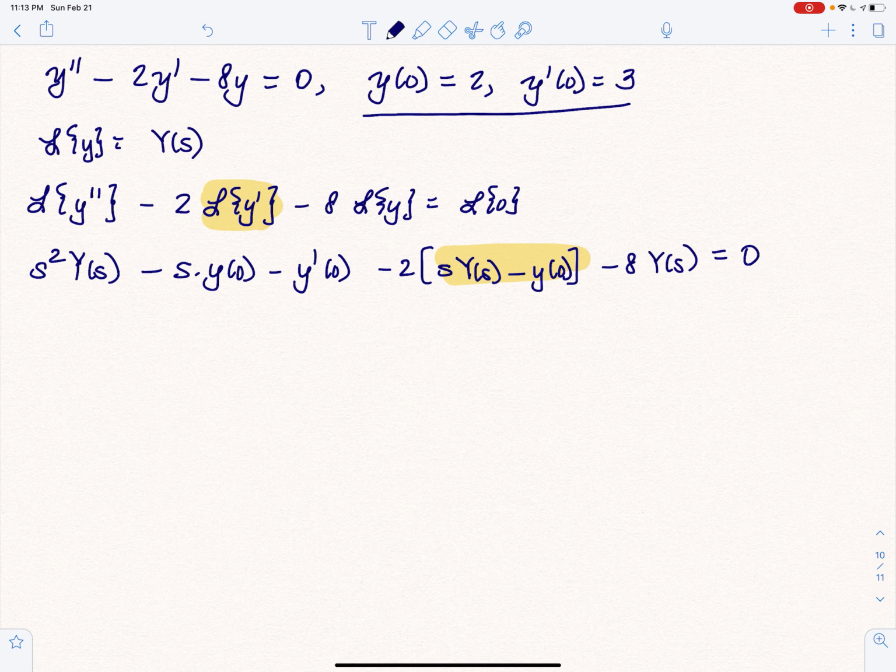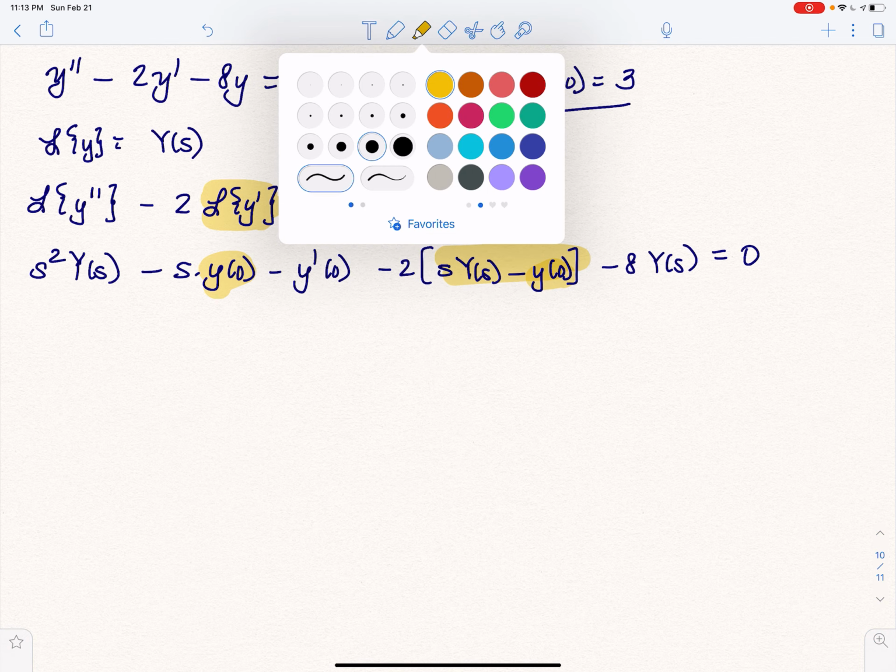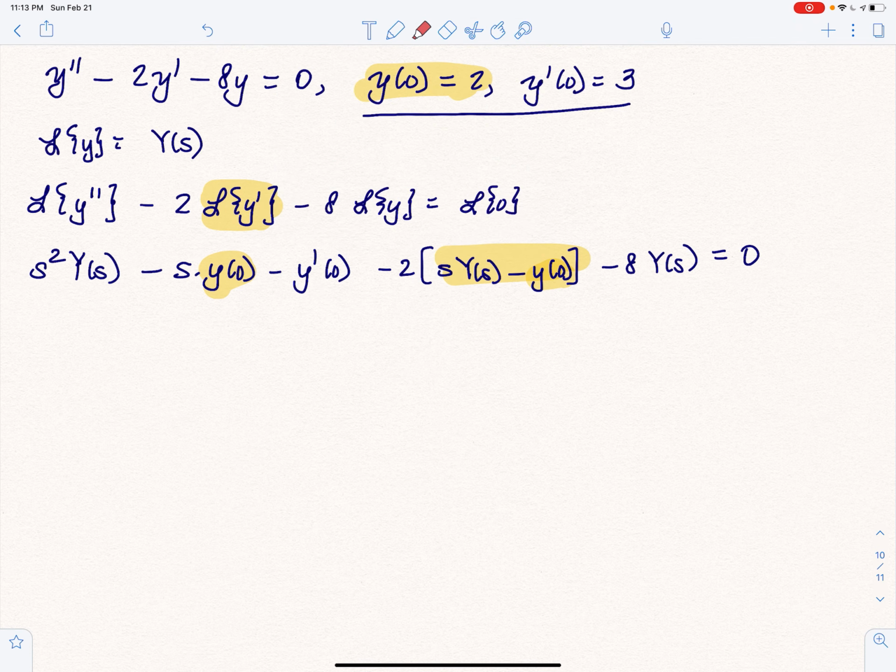And then minus 8, now the Laplace transform of y, we're just calling Y of s. So sit back and look at that, and what you notice is we now have an algebraic equation for Y of s. So the next logical thing to do here is to substitute what I know and solve. Now we know that y at 0 is equal to 2. So everywhere we see a y at 0, we're going to replace it with a 2. And we know that y prime at 0 is 3, which means everywhere we see a y prime at 0, we're going to replace it with a 3.